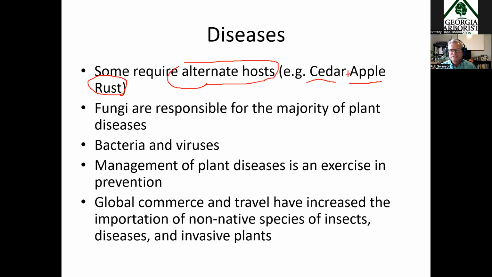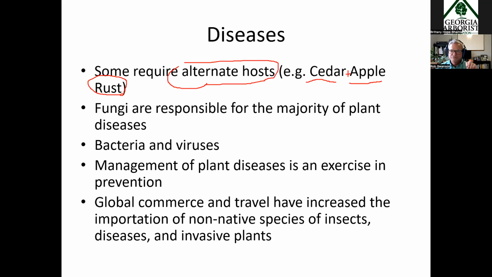Management of plant diseases is an exercise in prevention. So you're planting the right tree in the right place, giving it the right environmental conditions. You're maintaining those conditions so that the tree's always in good health. If there's fungus in the area, you can apply fungicides preventatively and they work very well. They do not work very well as a cure, though. You cannot cure a fungal problem. You can just kind of manage it.